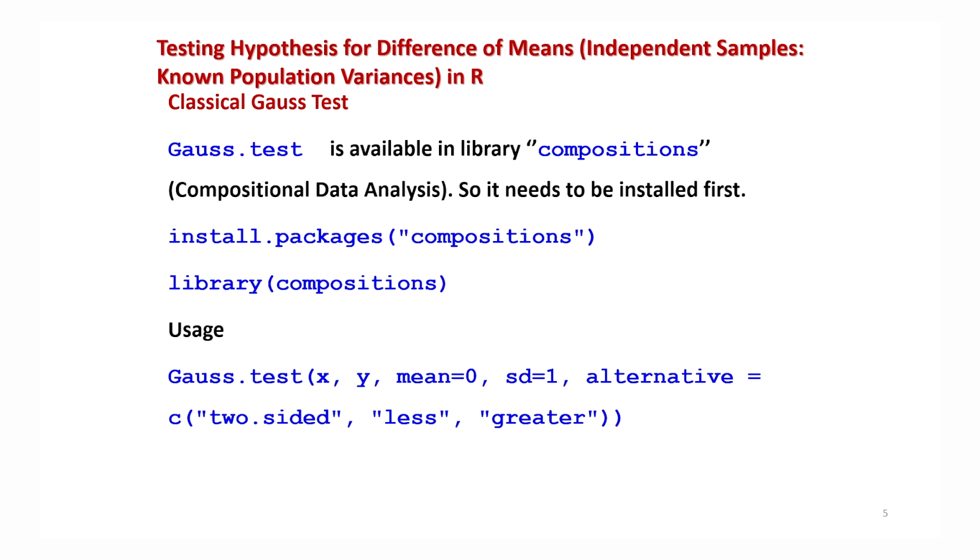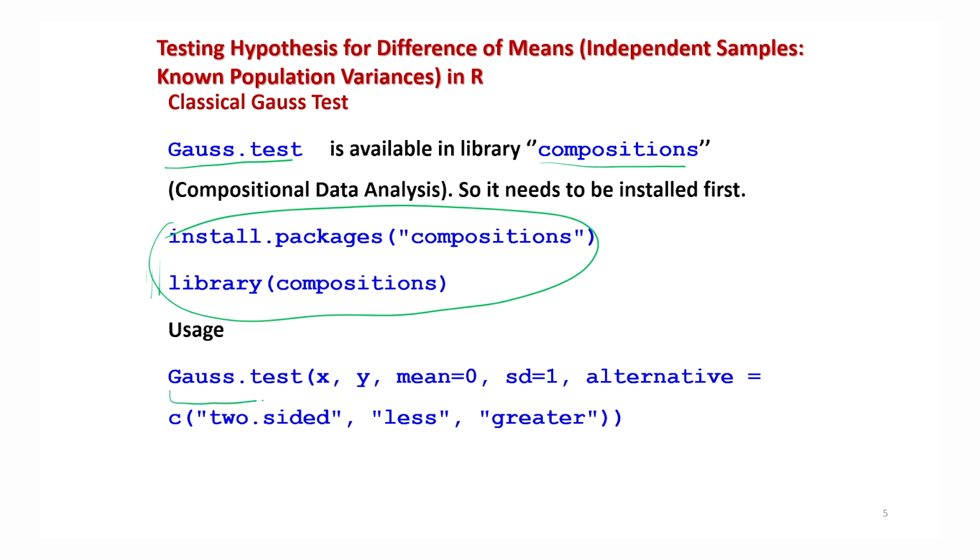So now if you want to implement this test in the R software, then as we have discussed earlier, we are going to use the command Gauss.test, which is available in the library compositions, compositional data analysis. So this has to be installed first and then loaded. This can be done by using the commands install.packages and library compositions, and we have used it earlier in the one sample test case. Now the same command I am going to use in this two sample case also. So the command here will be Gauss.test. G here is in uppercase.